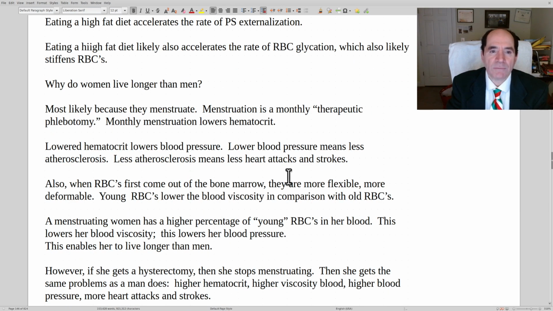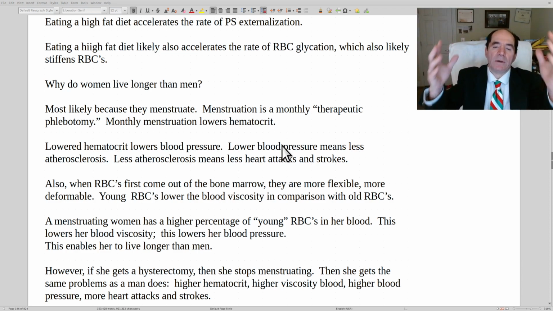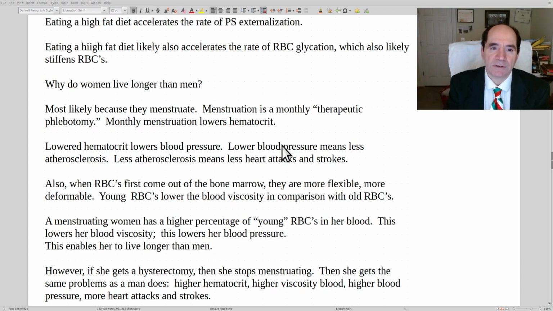Oh, so here comes a big question. Why is it that eating a high-fat diet also causes insulin resistance, leading to hyperglycemia, leading to more glycation of the red blood cells? So it accelerates the rate at which they become stiffened.